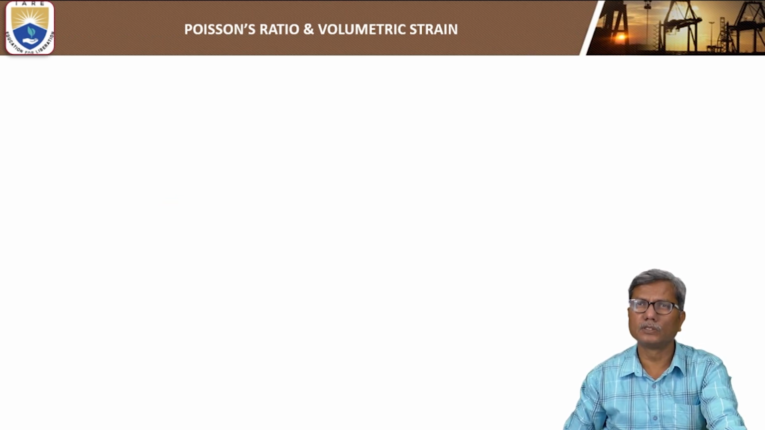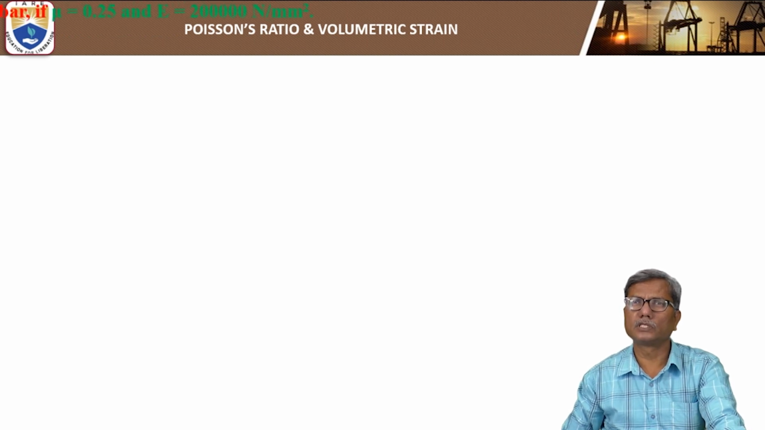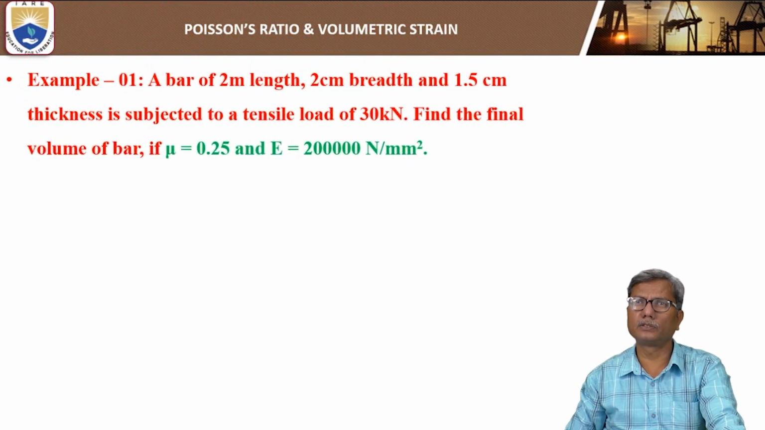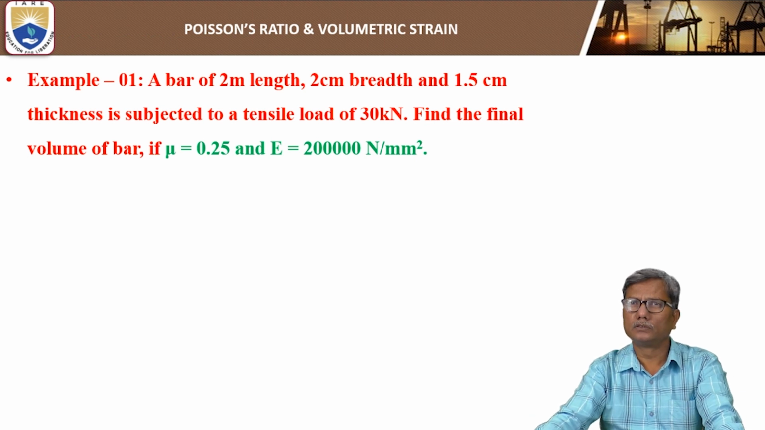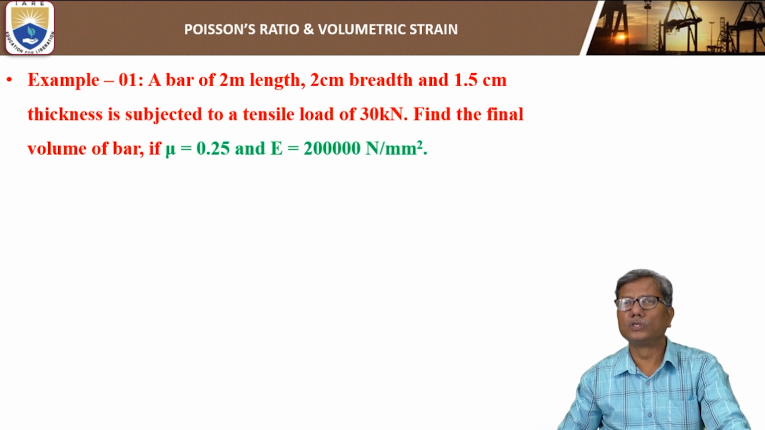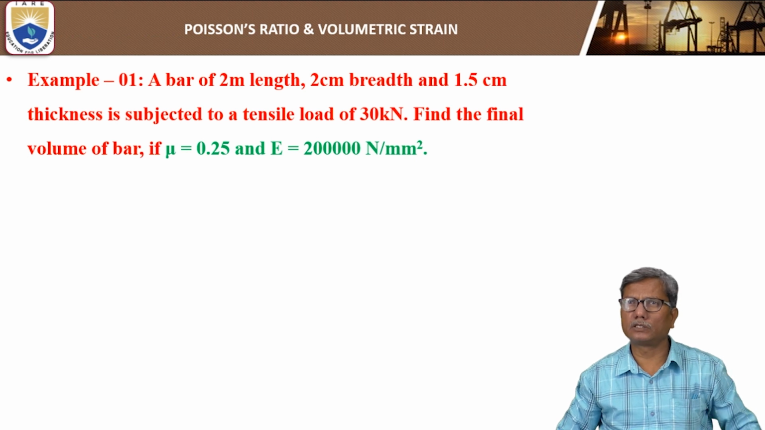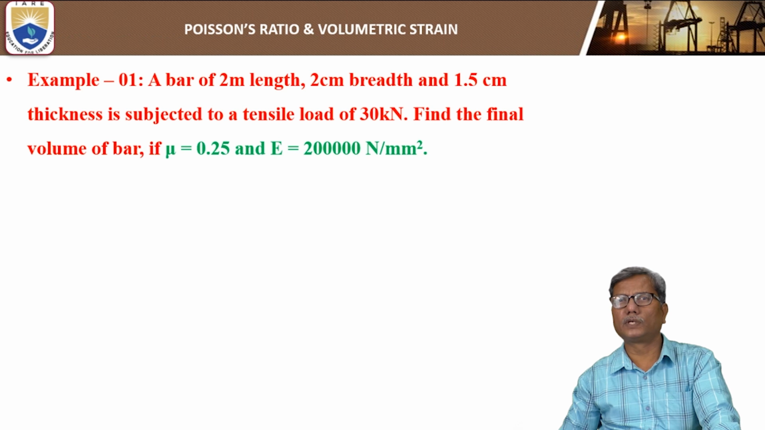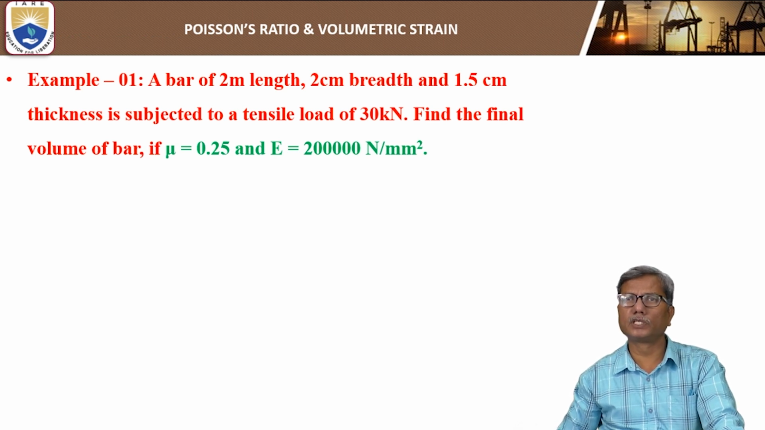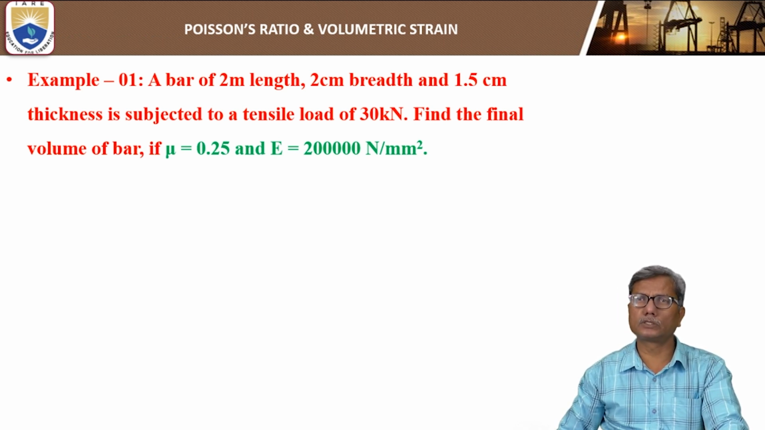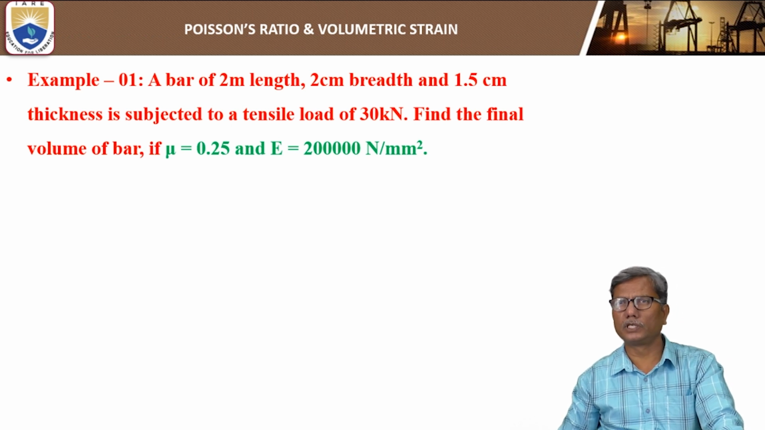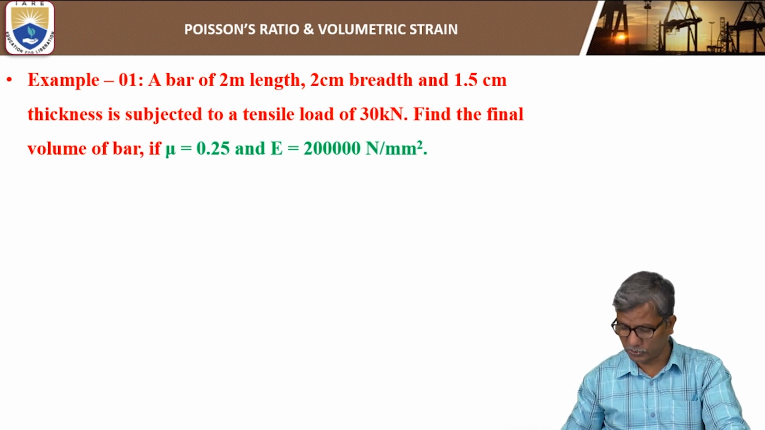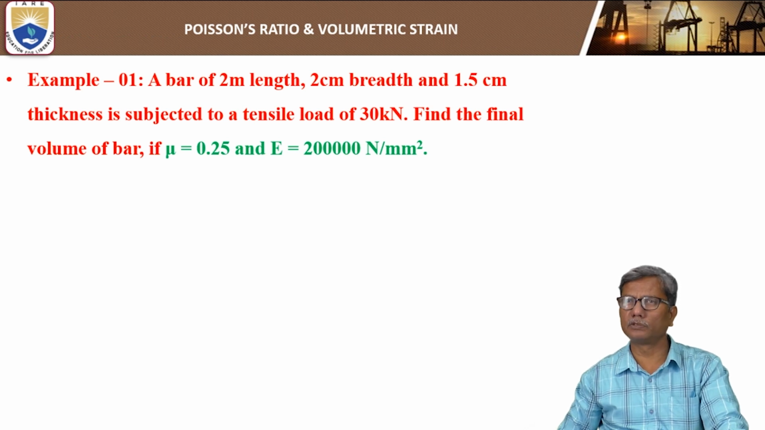Now, let us see one numerical example. A bar of length 2 meters, breadth 2 centimeters, and thickness 1.5 centimeters is subjected to a tensile load of 30 kilonewtons. Find the final volume of the bar if Poisson's ratio is 0.25 and Young's modulus is 2 into 10 power 5 Newton per mm square.